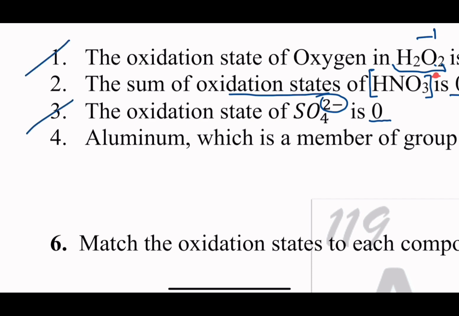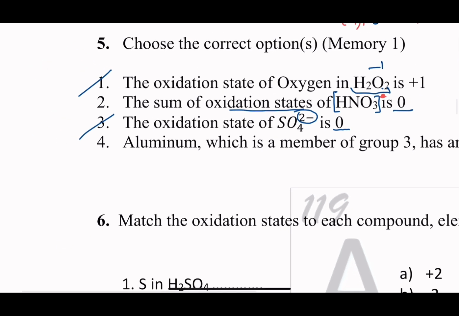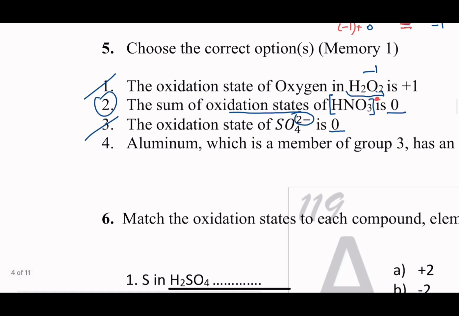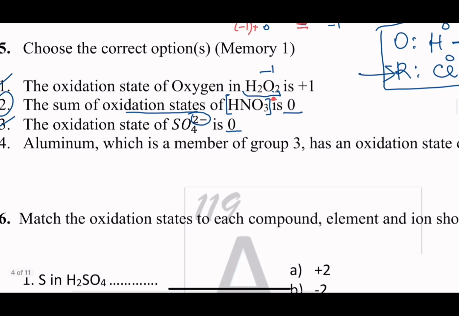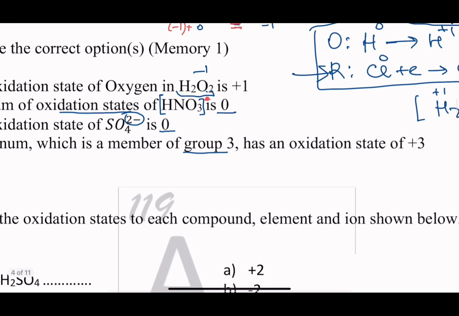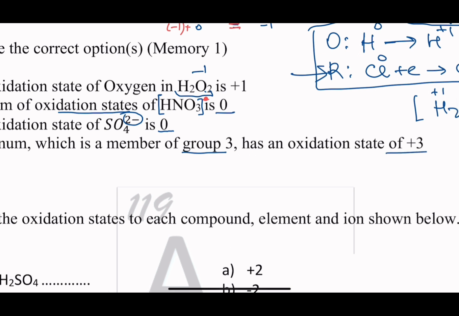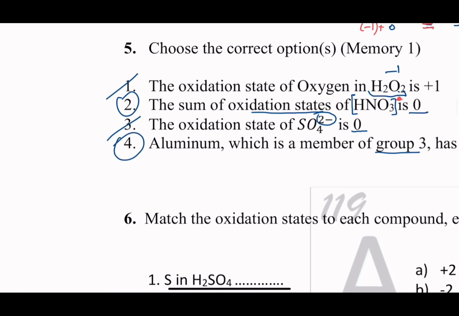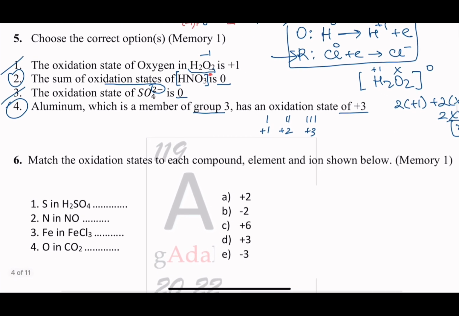So 1 and 3 are not the right answer, and this is 2. And then we go aluminium, which is a member of the third group elements, has an oxidation state of +3. So the first group elements are +1, second group elements are +2, and the third group elements are +3. So that's why, for the question, this one, 4, is right in here as well.